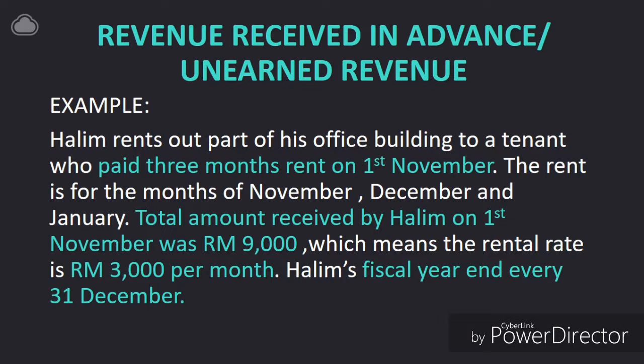Halim rents out part of his office building to a tenant who paid 3 months rent on 1st November. The rent is for the months of November, December and January. Total amount received by Halim on 1st November was 9,000 ringgit, which means the rental rate is 3,000 per month. Halim's fiscal year ends every 31st December.